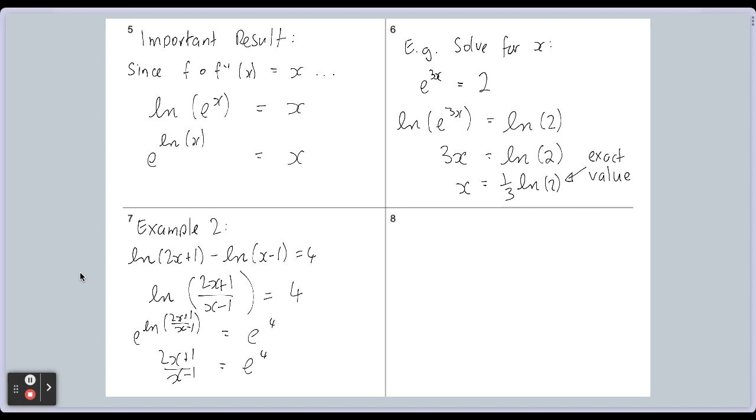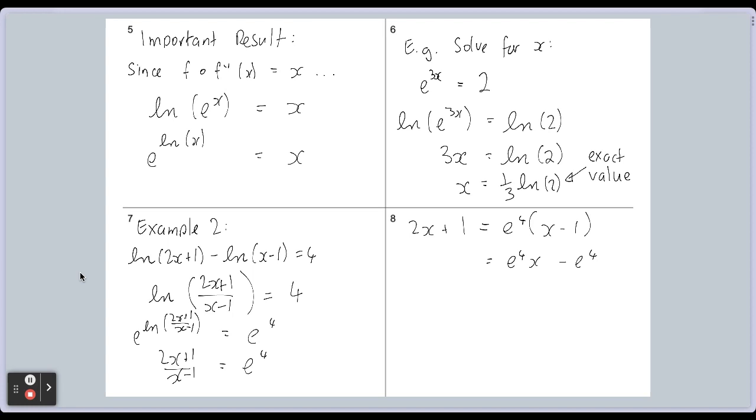So I've got 2x + 1 is equal to e to the power of 4 outside of (x - 1). See what I did there? Just multiply both sides by x - 1. Keep going. I need to isolate the x. That means I need to do whatever I can to get x onto one side of the equation and anything that's nothing to do with x on the other side. So all I can do there really is to expand here: e to the 4 x minus e to the 4.